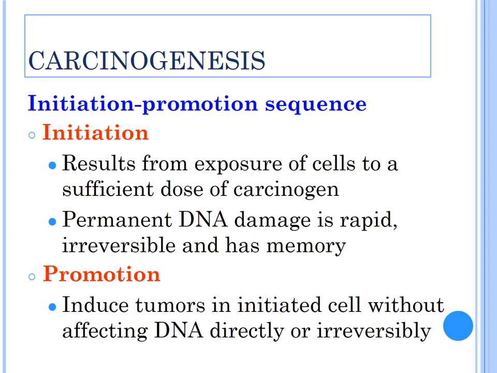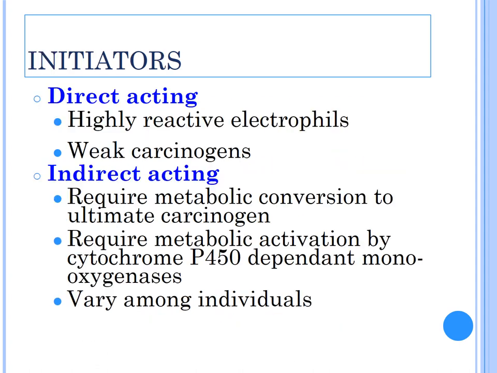So it will affect directly or indirectly, but irreversibly, the initiated cell without being affected. See? So the initiators, these are carcinogens that are direct acting, they are highly reactive, but these direct acting are usually weak carcinogens. The indirect acting will require a metabolic conversion. So there are chemicals and drugs that have to be converted to become a carcinogen. And that means they require activation by cytochrome P450-dependent monooxygenases.